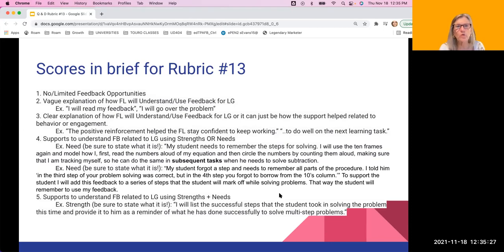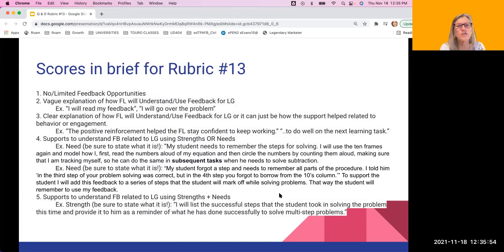So an example of this would be, I gave positive reinforcement to my focus learner, which helped them stay confident to keep working or to do well on the next learning task. So that is still pretty vague, but you've added that extra piece. So you have your feedback, it relates to your learner, and you talk about how it keeps them moving towards that learning goal. 4 kind of bumps up the expectation there.